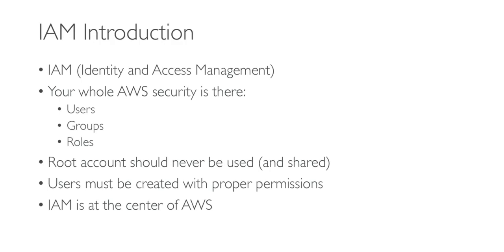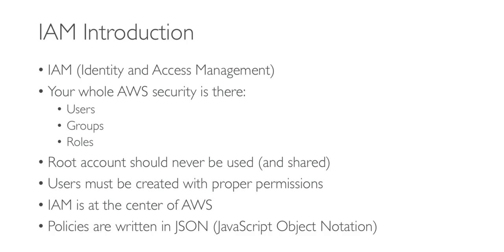Now we'll have policies within IAM, and these policies will be written in JSON. JSON stands for JavaScript Object Notation, and they're basically a way to write data. So if you don't know anything about JSON, I strongly recommend just go online for a quick tutorial on Google to get started with JSON, because I just assume that as a developer, you probably know what that is.